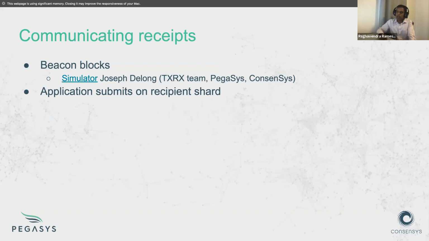This simulator demonstrates this particular approach, the non-sequential receipts approach of Vitalik. But the problem with this approach is its impracticality, meaning that the beacon blocks can grow in an unbounded fashion. That may not be practical. The other way is what I have already described, that the application actually submits this receipt on the recipient shard along with the Merkle proofs.